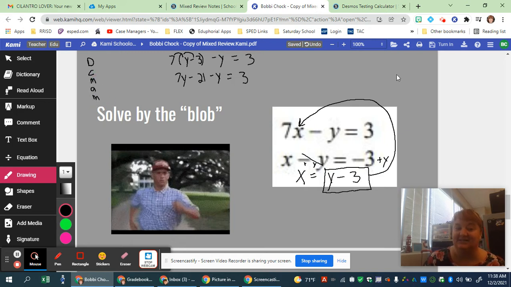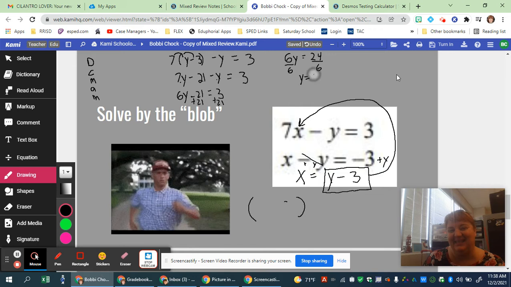Distribute and combine. 7y and -y can be combined. So then I have 6y minus 21 equals 3. I'm just solving for y. Plus 21, 6y equals 24. Divide by 6, y equals 4.